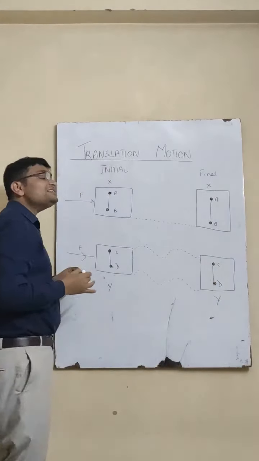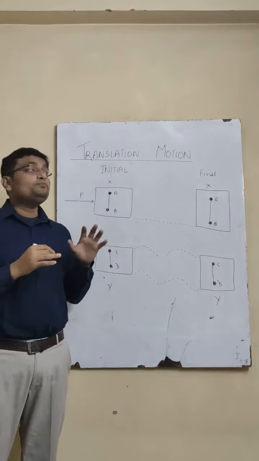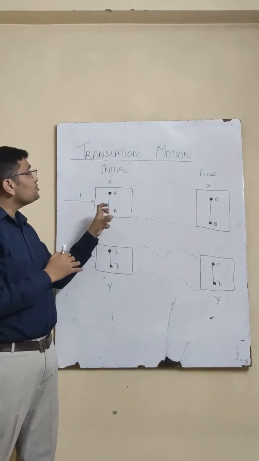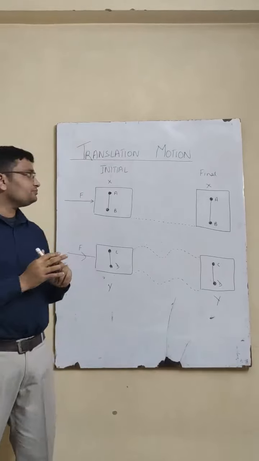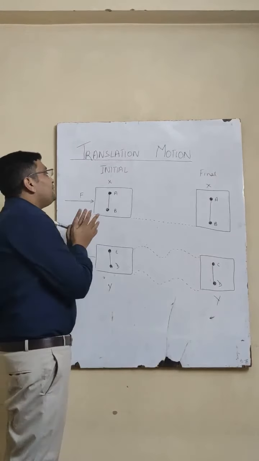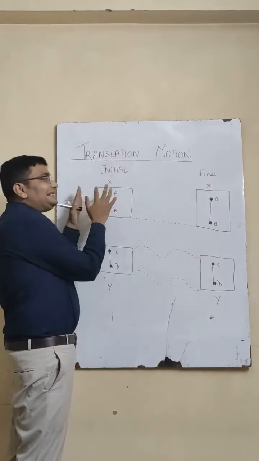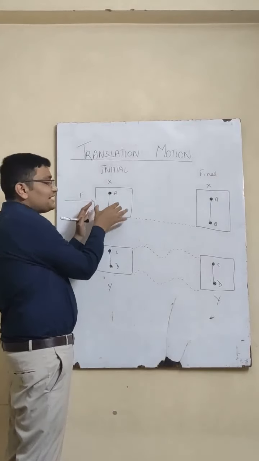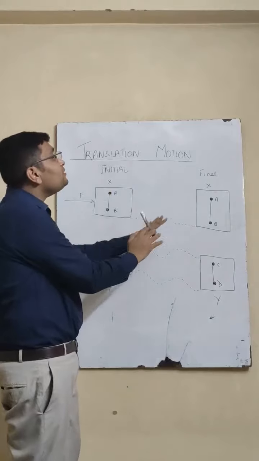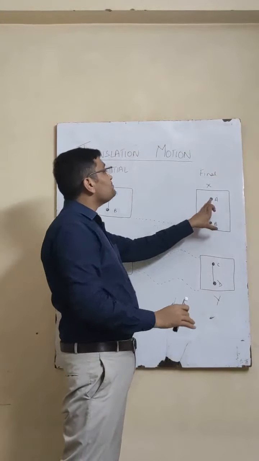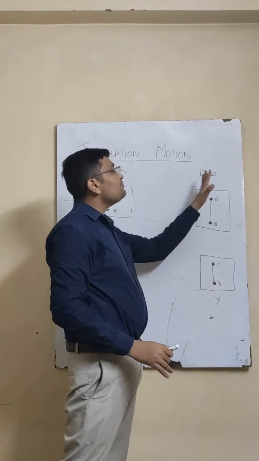Now start observing both the line segments drawn at the initial and the final position. I observed that the line segment AB drawn at the initial position is parallel with the line segment AB drawn at the final position.